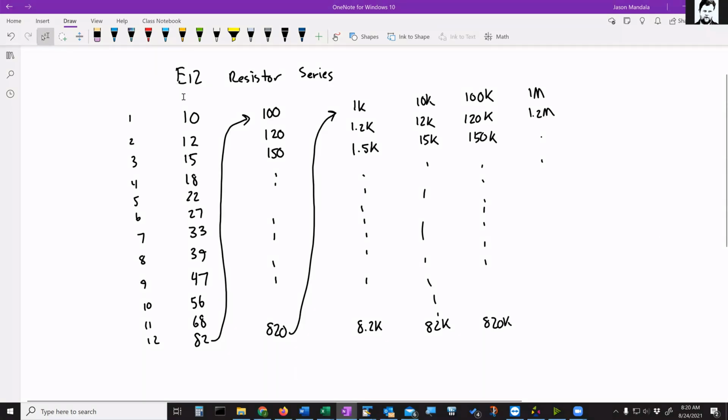There's E24, there's probably E48. I know I've seen E96. So if you want to spend a little more, you can get all kinds of different values. But these are what we call the standard sequence of values for resistors. So the kit that I'm recommending that you buy for the lab follows this E12 standard.